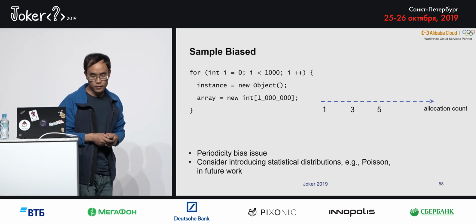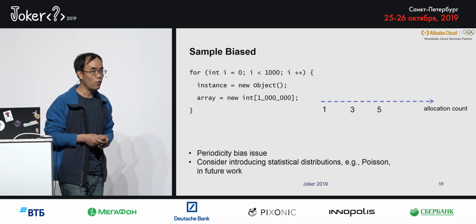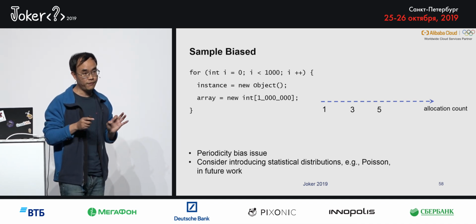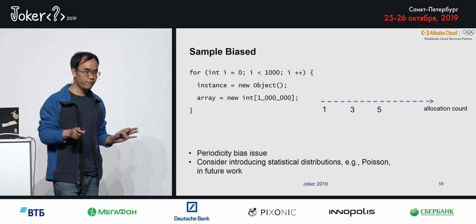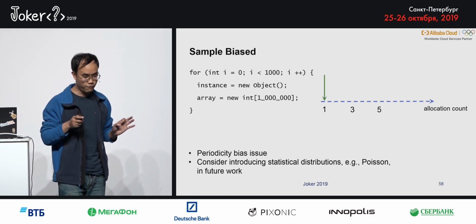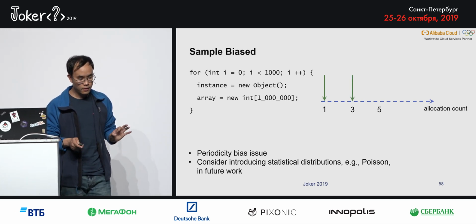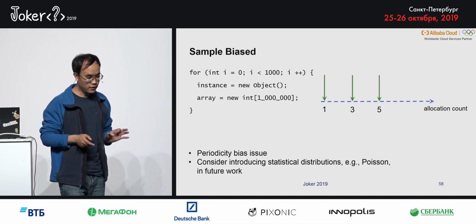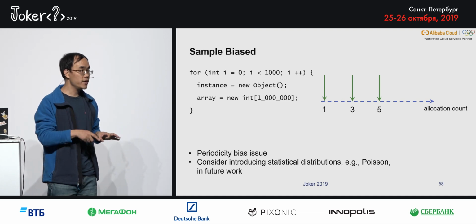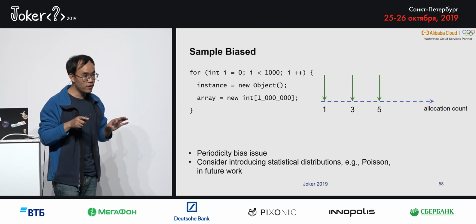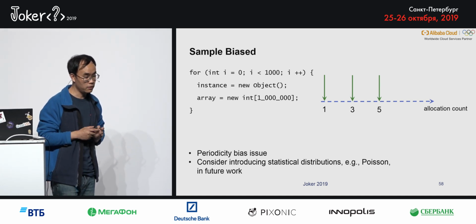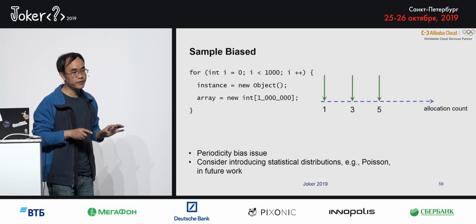This is some disadvantage of our approach. You can see we just take samples at a fixed rate, right? For example, if I just set interval as 2, then I just take a sample at the first, at the third, and at the fifth. Then if we just take this example, the large array will be allocated at the even number of times. So this large array allocation will be missed in our approach.